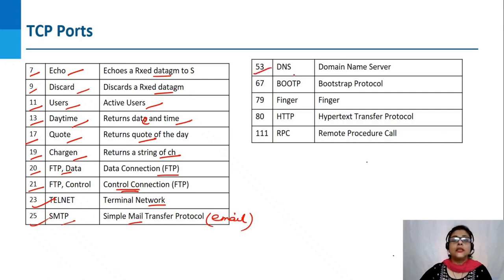Port number 53 is allotted to DNS or domain name server, which returns back the IP address from the domain name. Port number 67 is the bootp or the bootstrap protocol. Port number 79 is the finger protocol. Port number 80 is the HTTP or hypertext transfer protocol. Port number 111 is the RPC, remote procedure call.